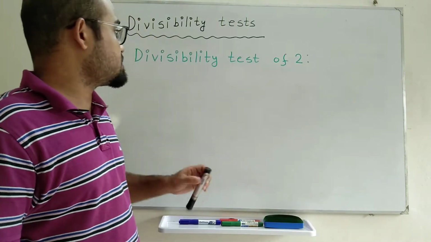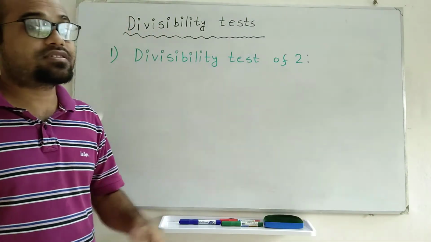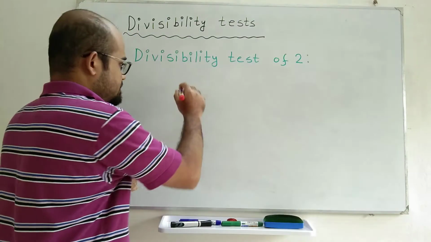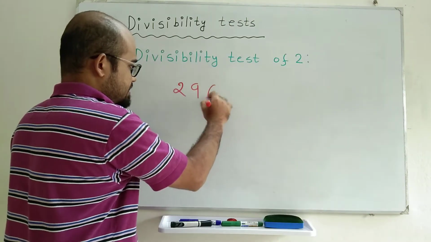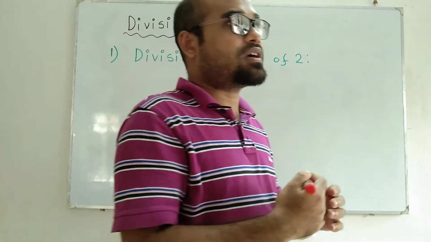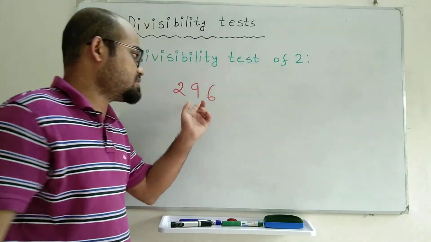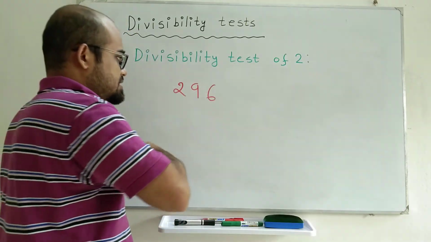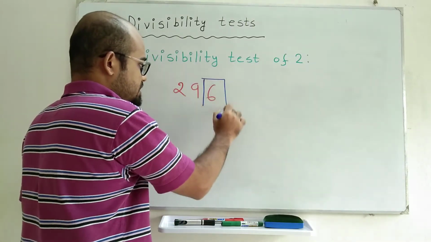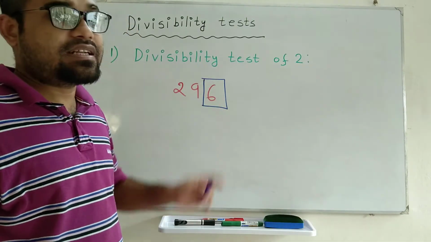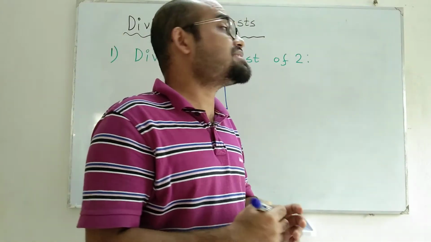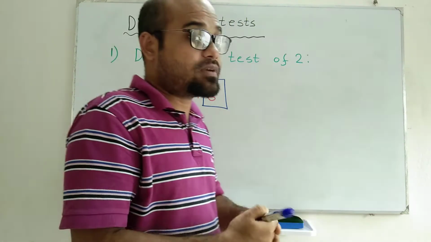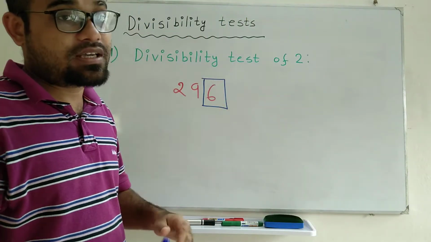Now the first number whose divisibility we will be testing is that of 2. So let's start off with an example. Suppose I have a number 296. How can I say without performing division that this number is divisible by 2? Very simple. We will have to cast our focus on the digit in the units place. If the digit in the units place is even, that is, if the digit in the units place can be divided by 2, then the whole number is divisible by 2.